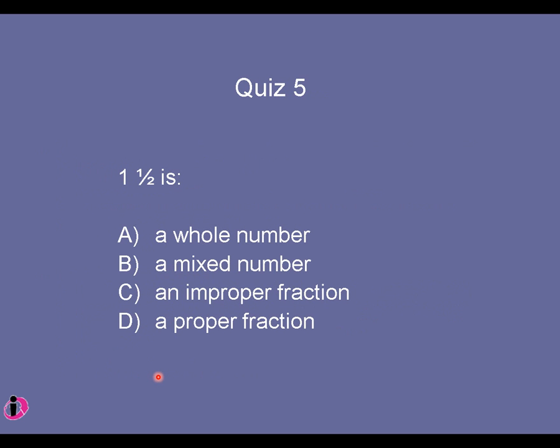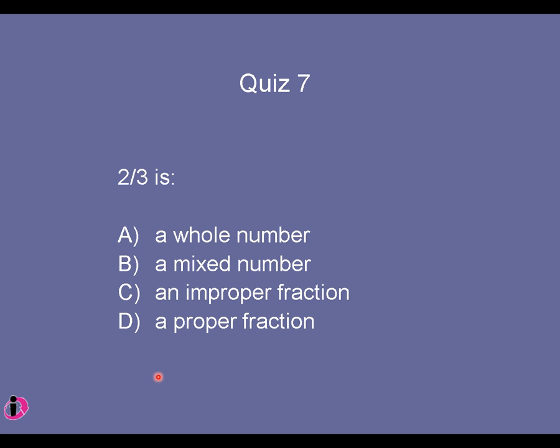Okay, let's first see whether we can identify the numbers. Now we know we have whole numbers, we always knew that. But we have mixed numbers, we have proper fractions, we have improper fractions. Let's see whether we can identify those first. Now what is this? 1 and a half. That's a mixed number, right? Because there is a whole number which is 1 and there is a fraction which is half, right? This is a whole number, of course.